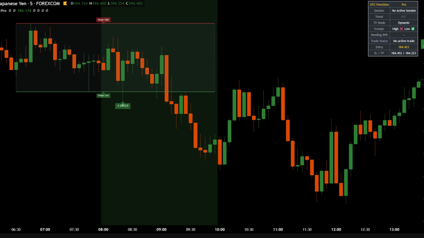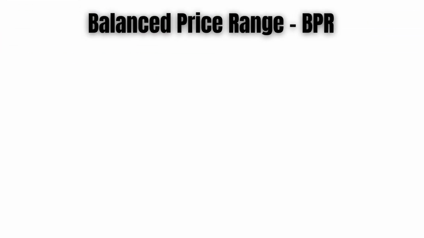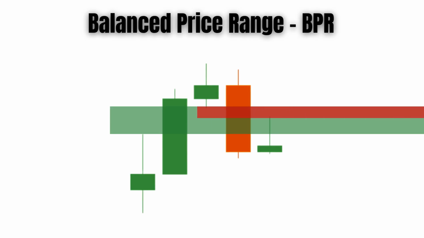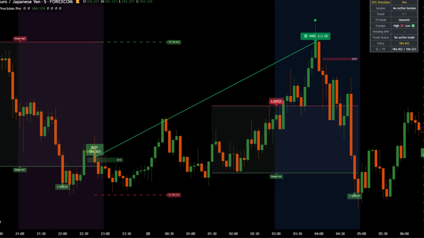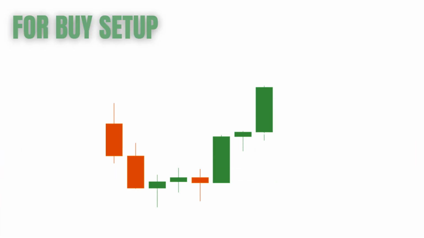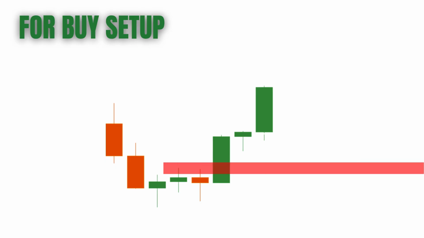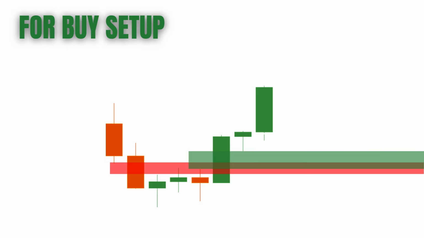After the sweep, the indicator starts looking for a balanced price range, or BPR, to form. A BPR is when two opposing fair value gaps overlap at the same price level. One bearish FVG and one bullish FVG, and the zone where they overlap is the BPR. The indicator draws this shaded box on the chart with BPR written inside. The key thing is the FVGs have to form in the right order. For a buy setup after a low sweep, the bearish FVG forms first as price displaces down, then the bullish FVG forms as price reverses up. For a sell setup, it's the opposite.